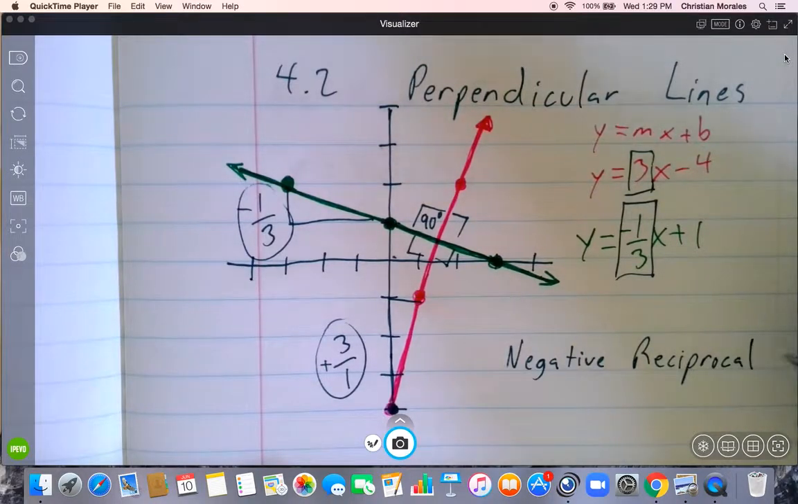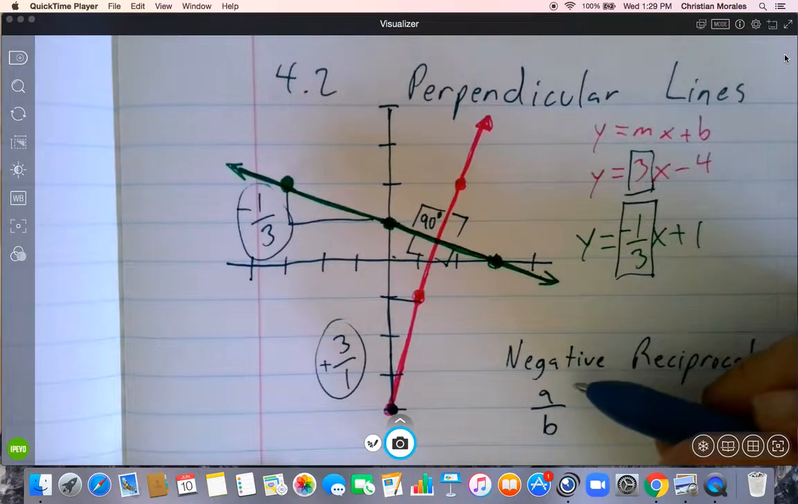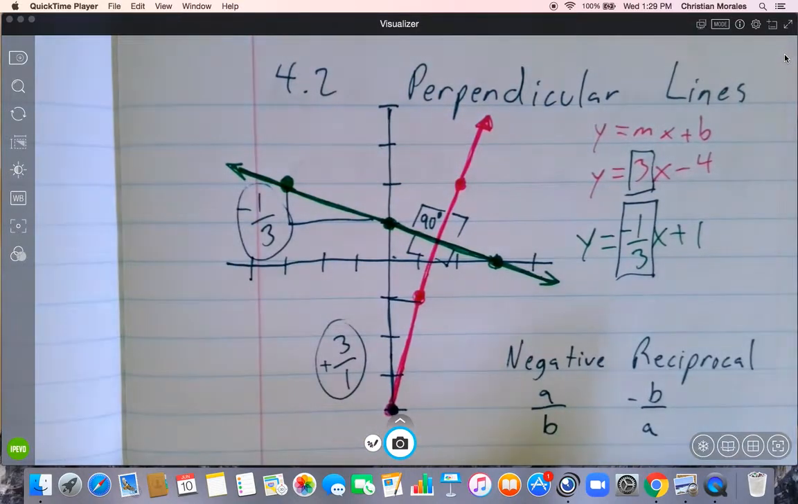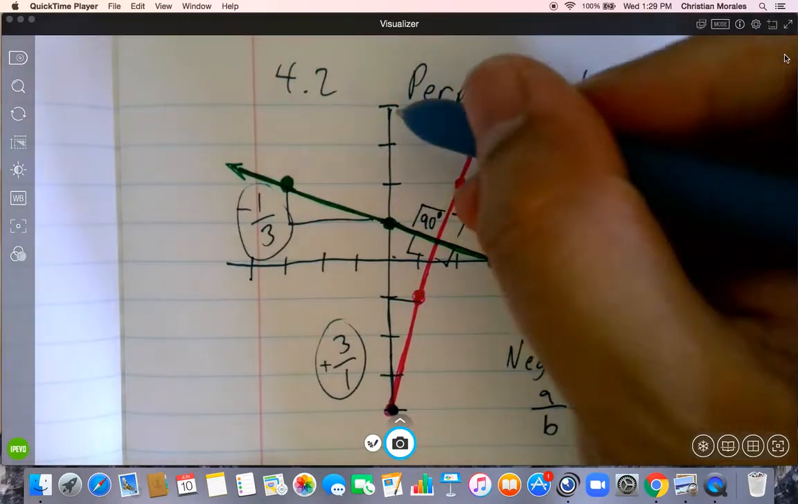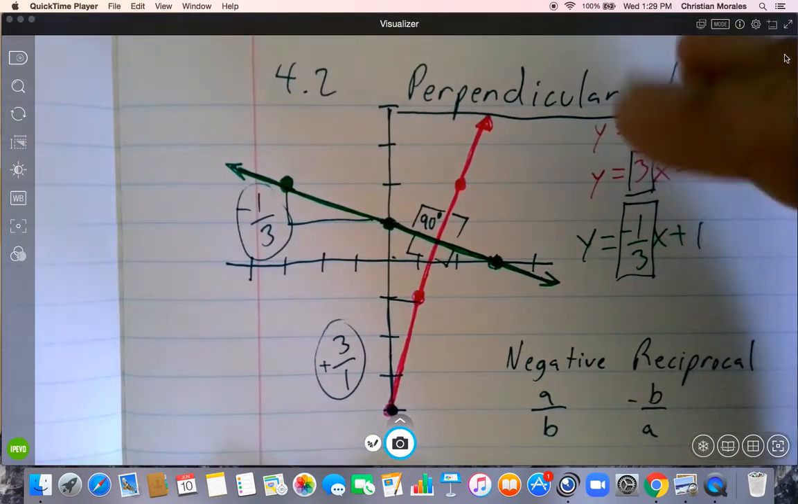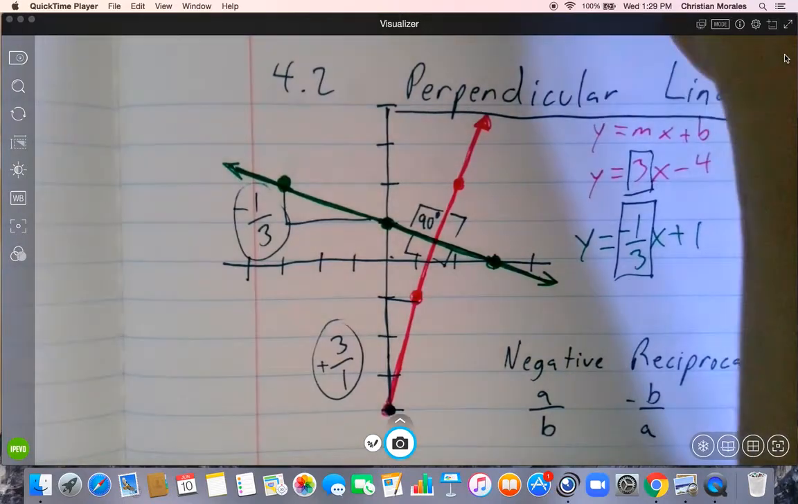So a negative reciprocal is basically this. If you have one slope, let's just say whatever numbers they are, a over b, the other one will be negative b over a. And if those are the two slopes that you're comparing, then you have perpendicular lines. So that's how you identify it with just looking at the slopes. And again, the y-intercepts really don't matter much here, unless you're trying to find the equation.